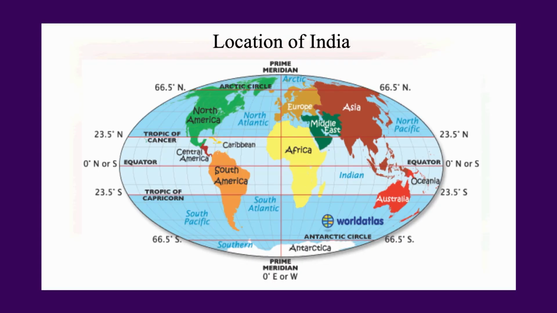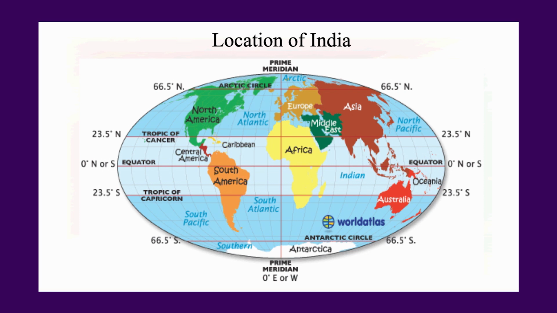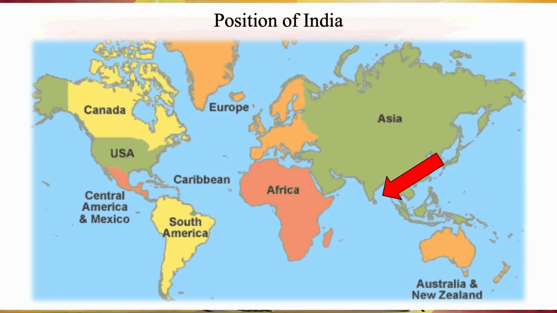After a brief introduction of India, let's understand the location of India in the world map. The earth is divided into 4 quadrants: northern and southern hemisphere, western and eastern hemisphere. So we can say that India is located in the northeast quadrant. India is the 7th largest country, but before the partition of Pakistan in 1947, India was the 3rd largest country in the world.